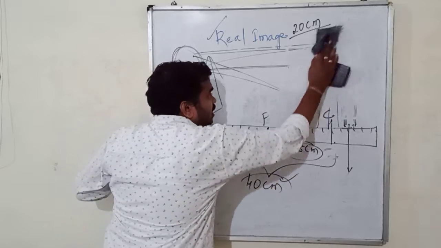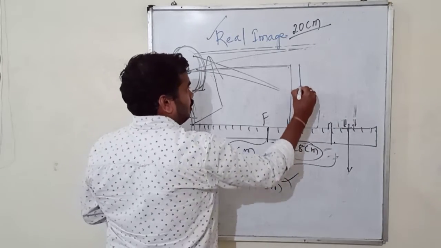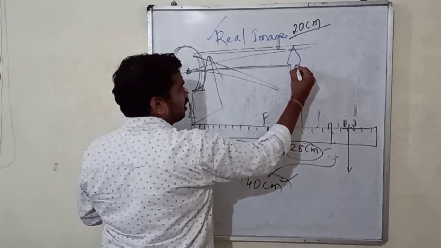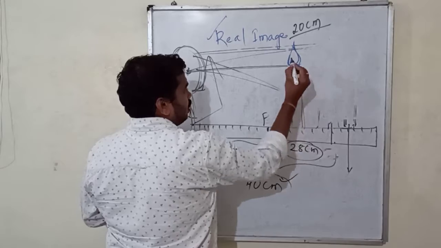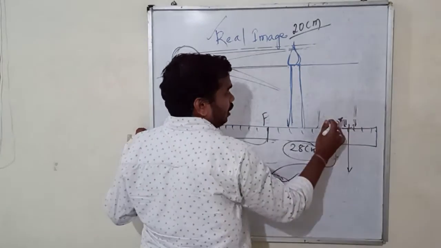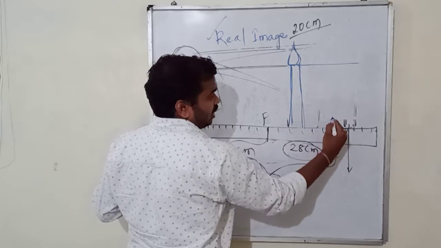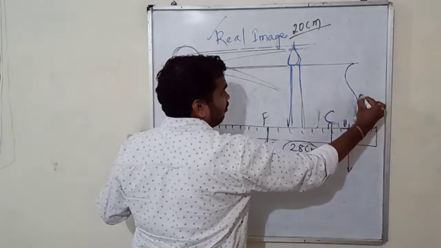Now this object moves between F and C. The object is between F and C now. Try to remember, the image formed would be beyond C. Here it is C, right? The image is formed farther than C.